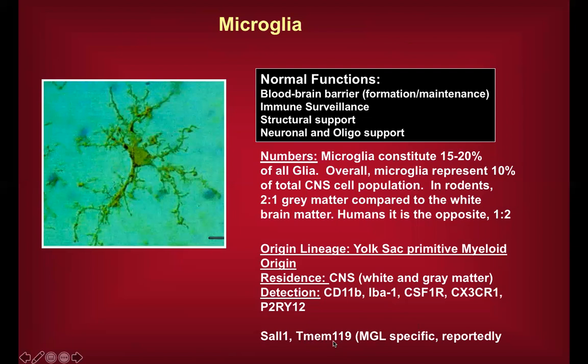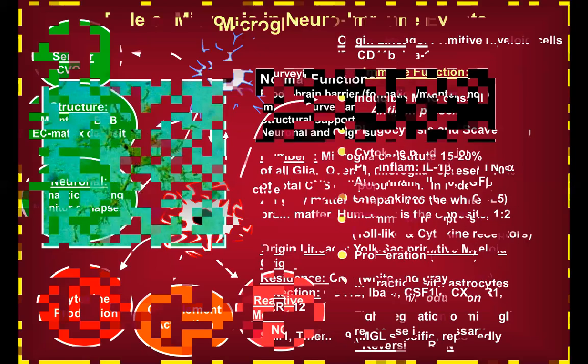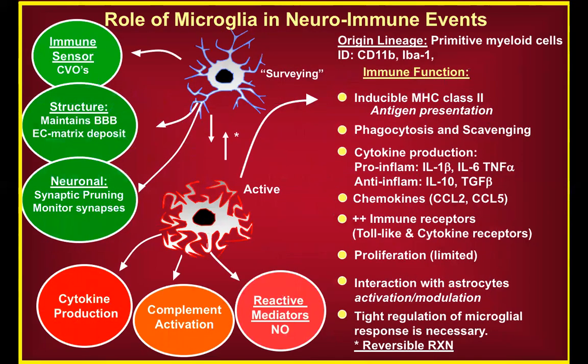Because one of the big things with microglia is that a lot of the same microglia markers are also on macrophages. So if you have that question, is it a macrophage or is it a microglia, you can't tell by some of these normal stains or labels.